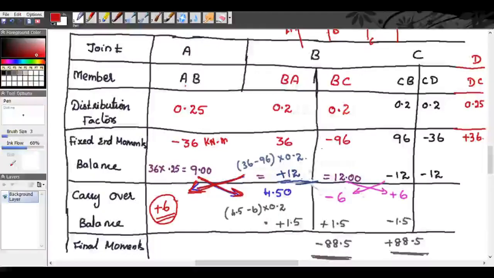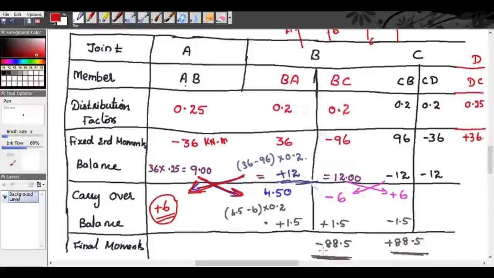So balancing, here it is at the joint B. See, balancing has to be done in the joints. So at the joint B, we have two moments now. Carryover is nothing but the moments. So we have 4.5 minus 6. So add these both moments and multiply by the distribution factor into 2. So this is negative minus 1.5. So balancing, you will take the opposite sign, that is plus 1.5. Similarly for BC also, 4.5 minus 6 into 0.2, we get plus 1.5.